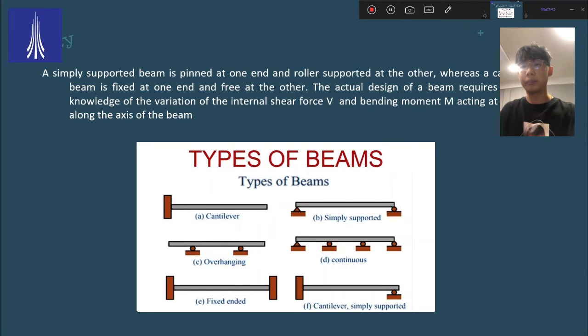It has many supports to it. The fixed-end beam has a fixed support at one end and another fixed support at the other end. And the last type of beam is the propped cantilever, which has a fixed support, and there's also a roller at the other side of it.